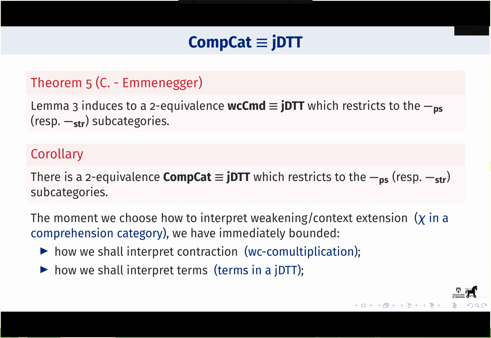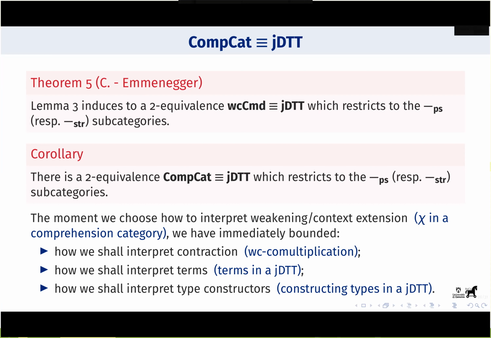And hence, if we have a sound way of interpreting type constructors in a JDTT, it means that this is also bounded by the choice that we make for context extension, which is, I think, pretty reasonable, but also very, very interesting.